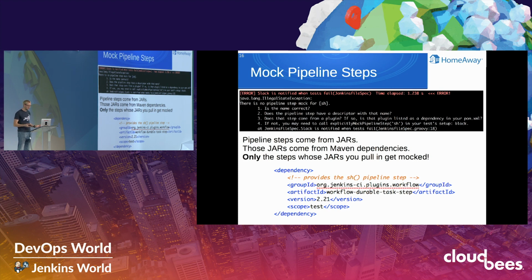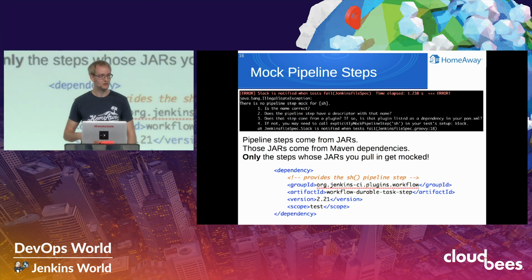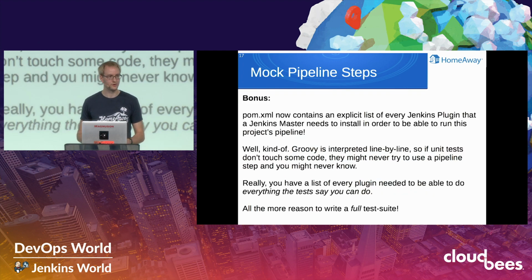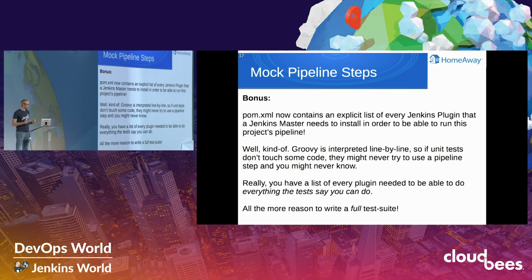So what plugin does the sh pipeline step come from? It comes from that one. Add that as a dependency to our POM. Now it will automatically be set up as a mock that we can use. And this is the third reason for Maven that I mentioned. As a bonus, following this pattern, when we're done, our POM will contain an explicit list of every Jenkins plugin that needs to be installed on a Jenkins master in order for the pipeline to run.